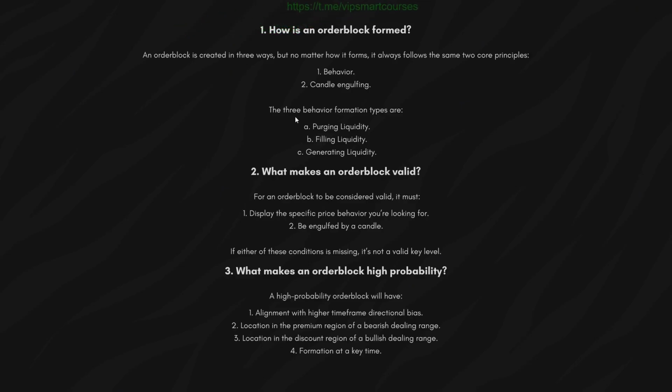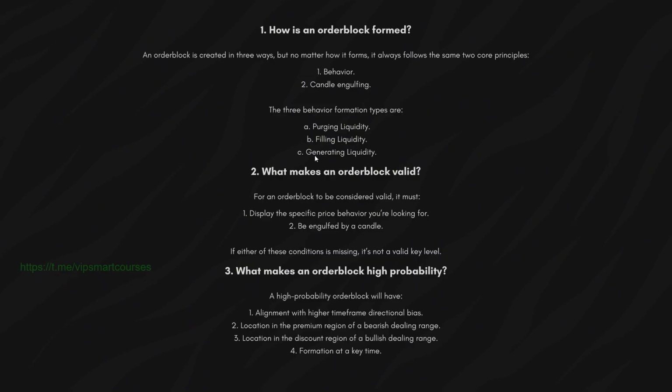Now the behavior part itself comes in three forms. First of all, purging liquidity, or you could say a candle purging liquidity above a high or below a low. And when a candle shows that type of behavior, that could lead to that candle becoming a valid or a proper order block. And the second behavior that we have is filling liquidity. Filling liquidity basically means testing a key level. So when a candle or a group of candles tests a key level, then that is also one of the behaviors that could lead to their formation.